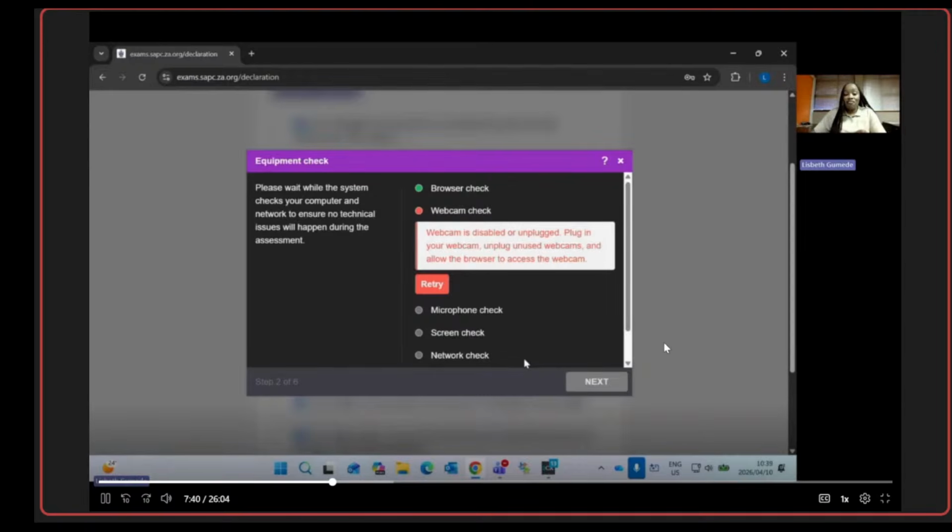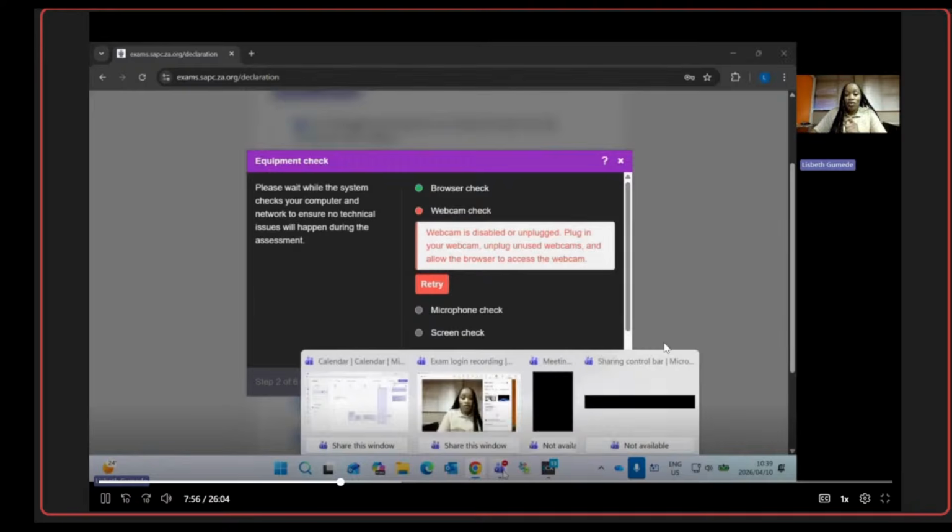With the browser check, I've passed because I went with one of the three, which was Chrome, Edge, or Firefox. With the webcam check, I failed. The reason why I failed is because my webcam is currently used for a different platform and not the examination.